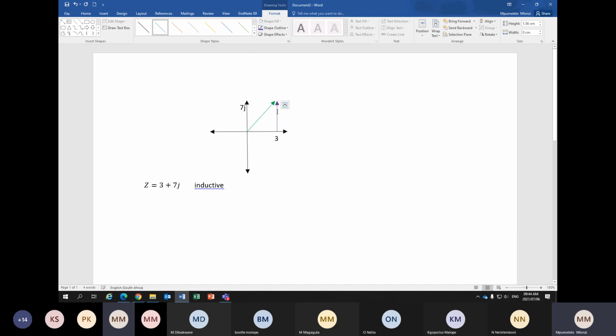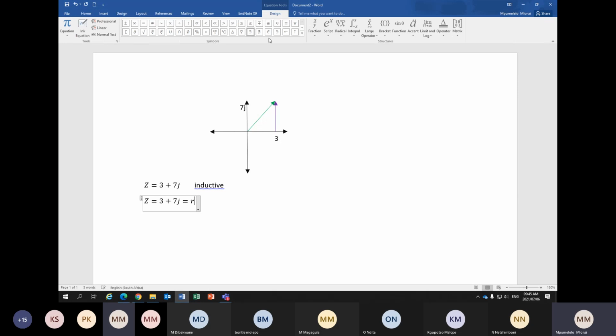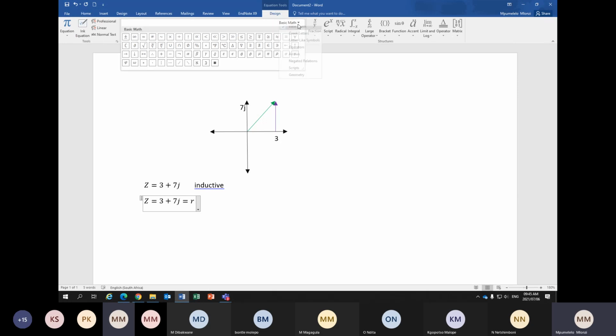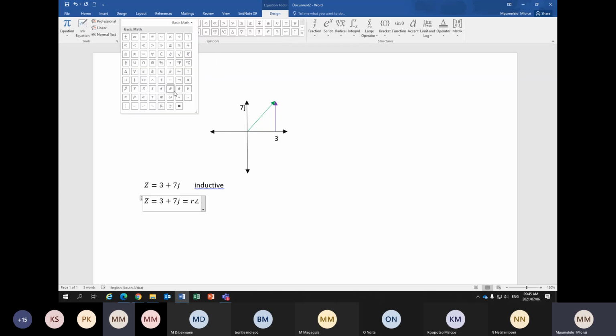Now this is at a length of 7J, and this also is 3 units. Now to convert this to the polar form, how do we convert this to polar? Polar is when you have the magnitude at an angle of theta. This will be in polar form.